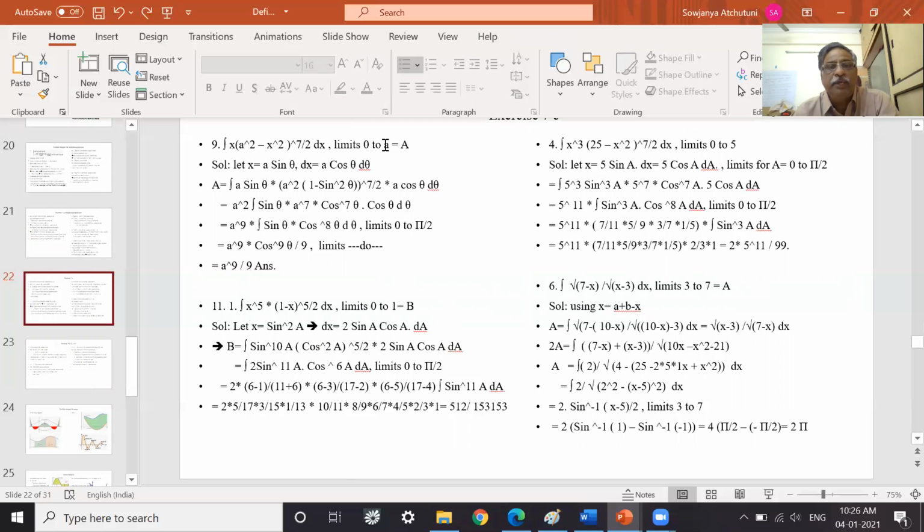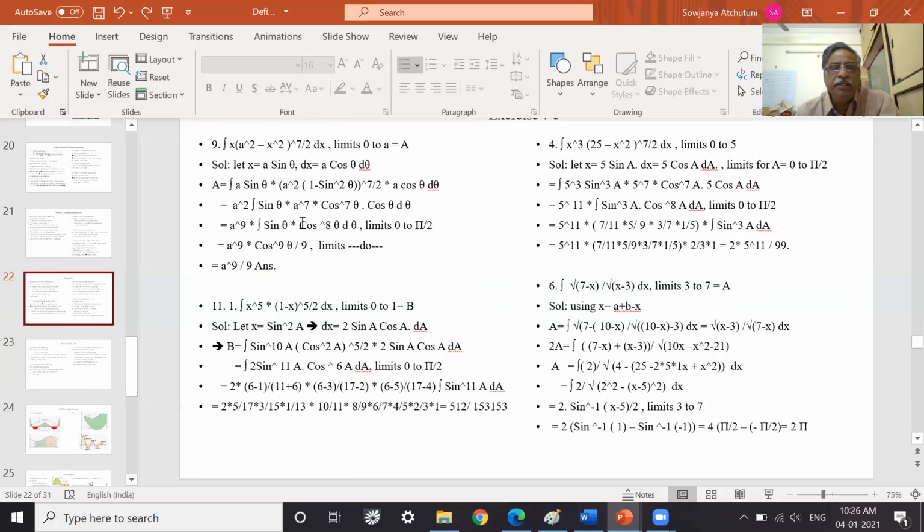It cannot go up to a, so it has to be a sine theta. Okay, now we simplified it. x is equal to a sine theta. This becomes a cos squared theta, so the square root and the 1 by 2 get cancelled. A cos to the power of 7 theta. And this dx is equal to a cos theta d theta.